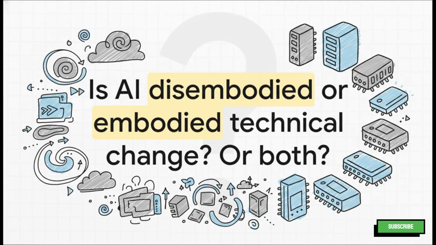So let's connect all these theories to our world right now. Think about artificial intelligence. What do you think it is? Is it a disembodied change, like a software update that makes all our existing computer systems smarter? Or is it an embodied change, something that only really comes to life with new, super powerful computer chips and massive data centers? Or is it actually a bit of both? Definitely something worth thinking about.